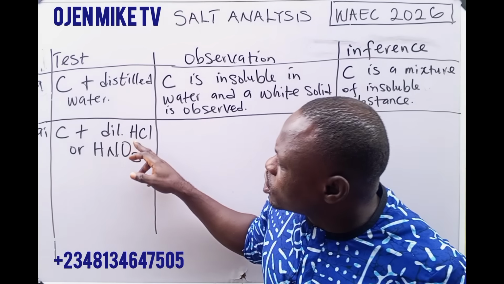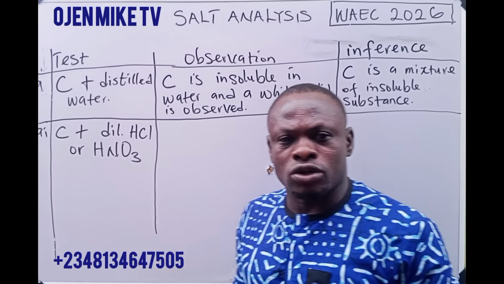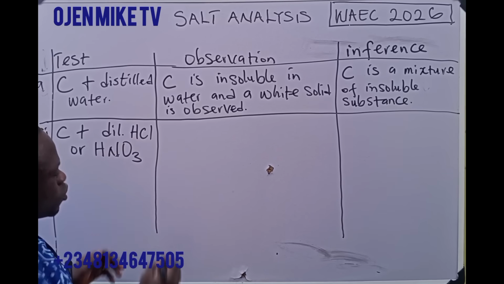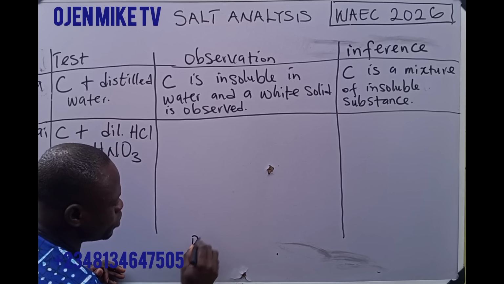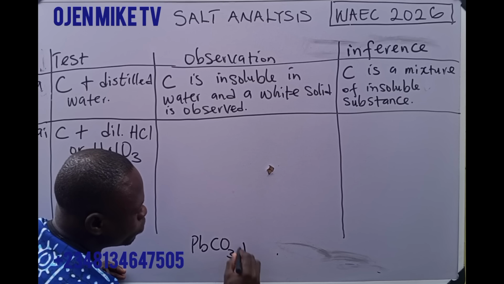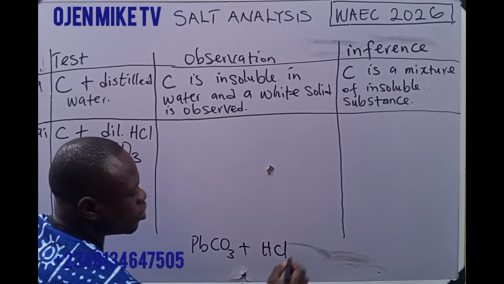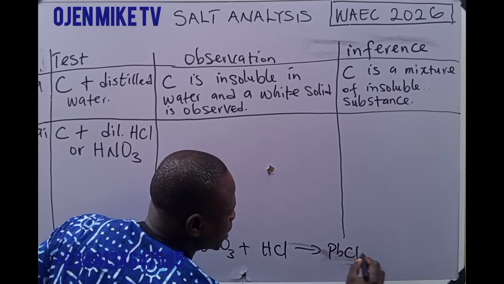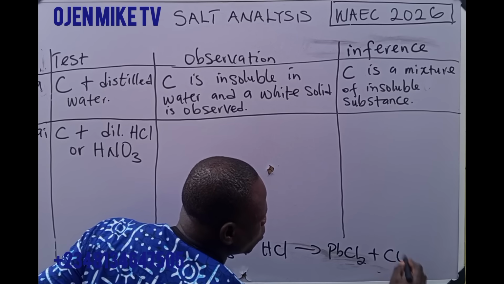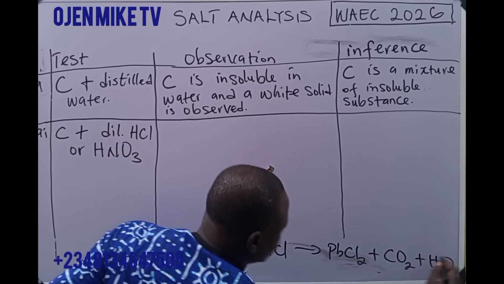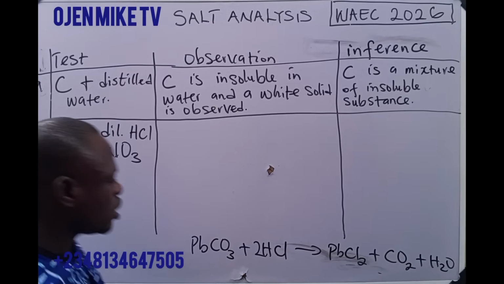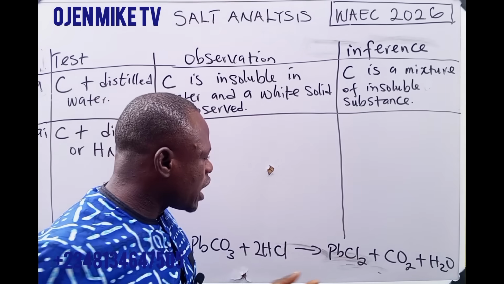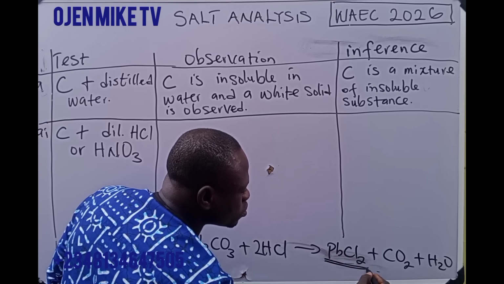Now, if you treat this one and this one, look at the equation form. Let's use the equation first. If you treat PbCO3 plus HCl, what is going to form is lead chloride plus CO2 plus H2O. Of course, we have that 2 here. Now, this is what is going to form. Are you following?